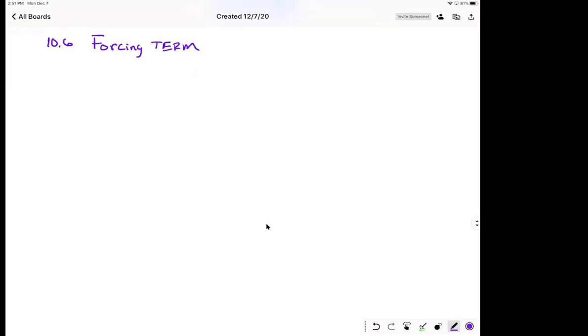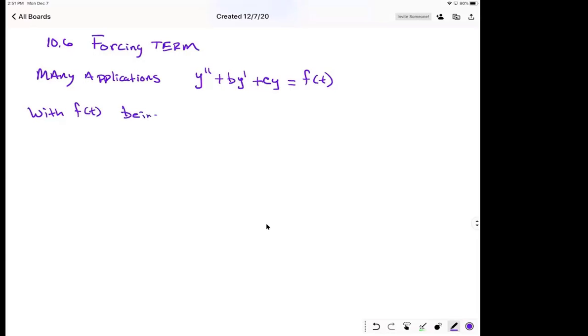And in many applications, for example, we'd have y double prime plus b times y prime plus c times y equals f of t, with f of t being piecewise continuous or discontinuous.